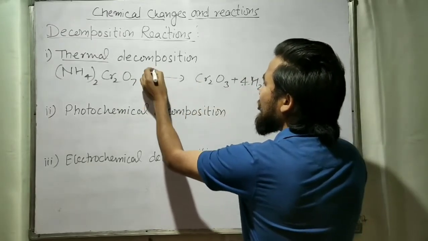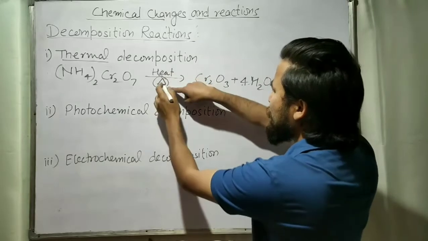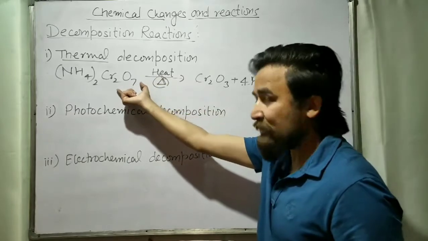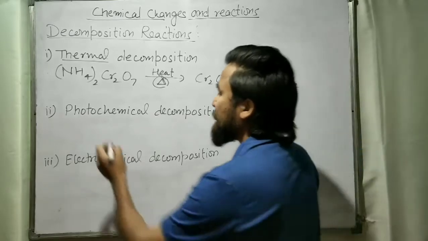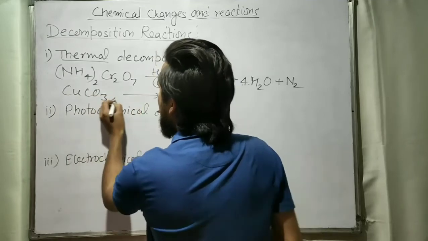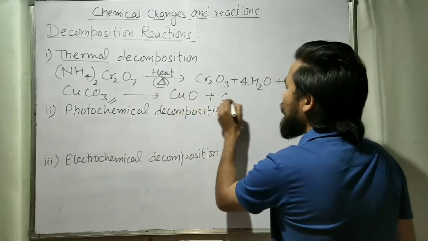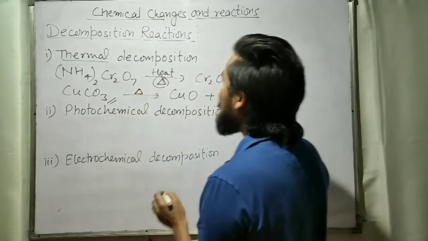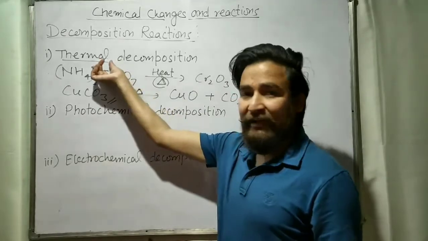Now here you can write heat, or the symbol for heat can also be used. You don't have to do both. Either you can use this symbol or just write heat. So when heat is supplied to this substance, it is decomposed into 3 different substances. Let's see some more examples, like CuCO3. Please write the name of this substance in the comment box. It forms CuO plus CO2. So it forms two different substances on supply of heat. So thermal decomposition is the decomposition reaction which takes place by supplying heat.